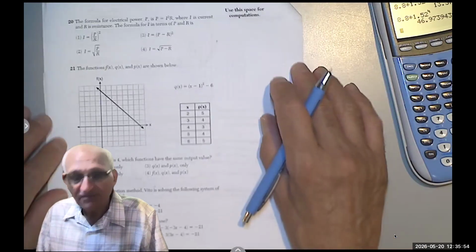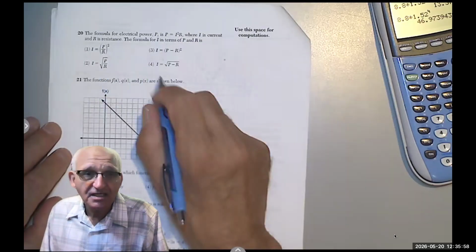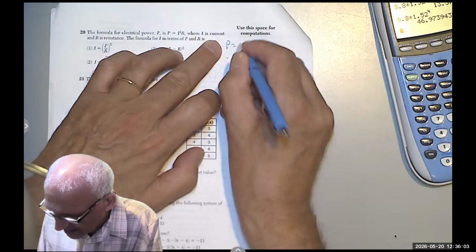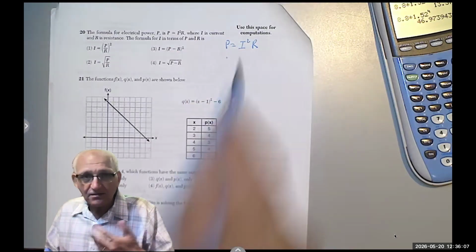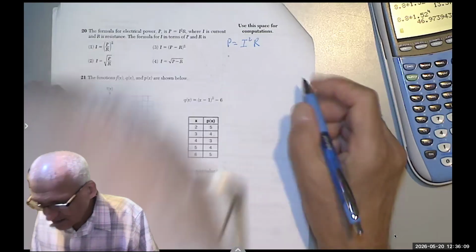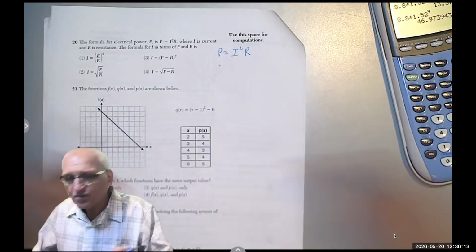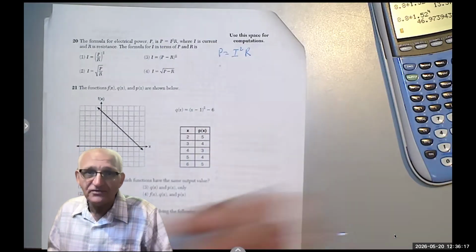Number 20, still have 5 more. The formula for electric power P is P equals I squared times R, I being the current and R the resistance. So they want the formula for I. Like you solve for anything, assume P and R were numbers and you are solving for I.